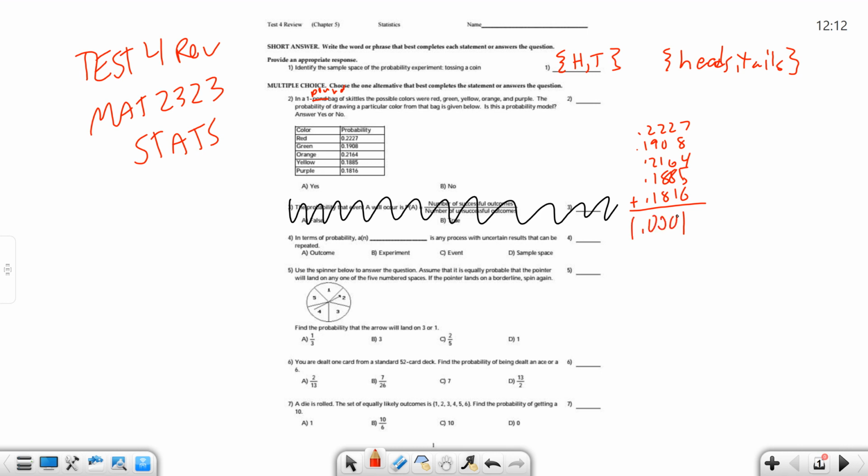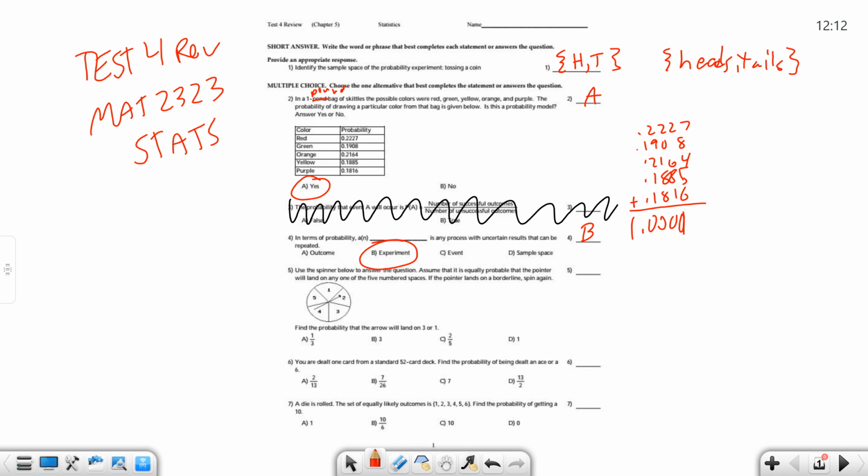So 1.0000, whatever you want to say, is exactly 1. So I'm going to say yes, this does represent a probability model. So skipping over number 3. Number 4, in terms of probability, a blank is any process with uncertain results. That is going to be an experiment. An experiment, okay?